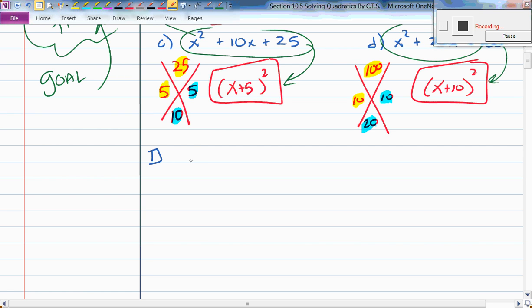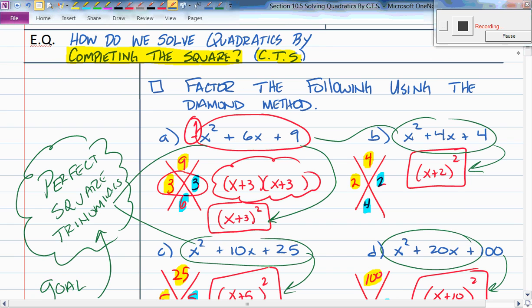So here's what we're going to do. We're going to try and solve by completing the square. Is it okay if I just put C.T.S. for complete the square? Does that make sense? C.T.S. complete the square. I wrote that in the top of the title. Completing the square just means C.T.S. Okay.